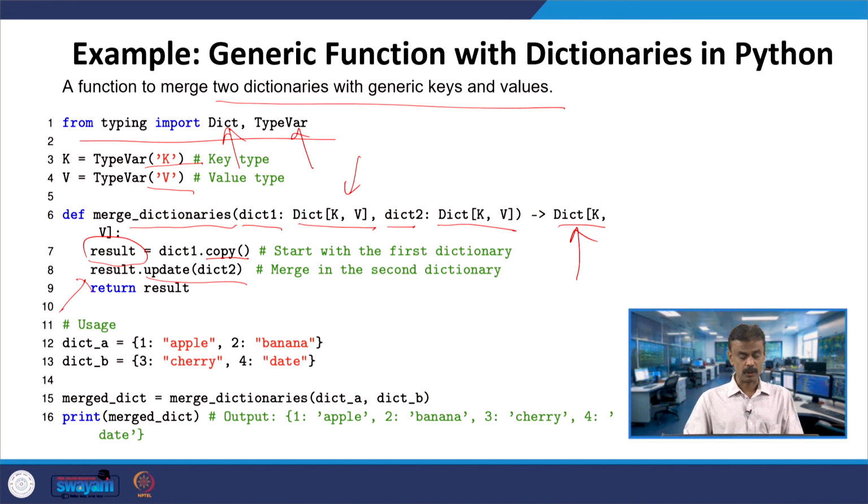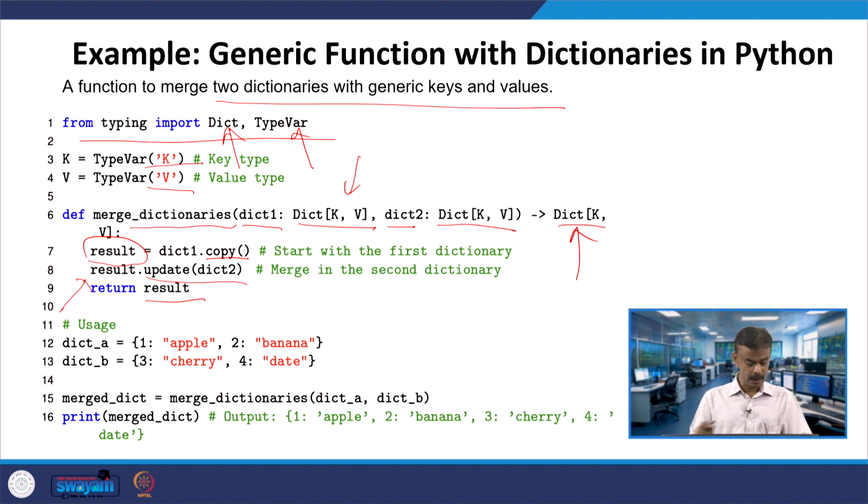So, that is what this program is going to do, and this function will return result. First you are copying the dictionary, second you are updating it. We can see an example. Here you have dictionary A, with 1 is apple and 2 is banana. Dictionary B has 3 cherry, 4 date.